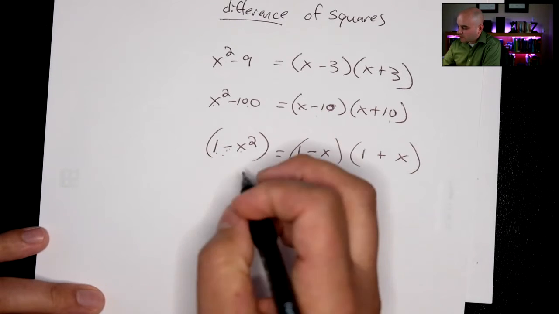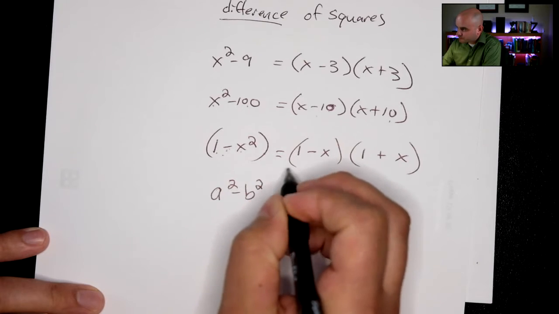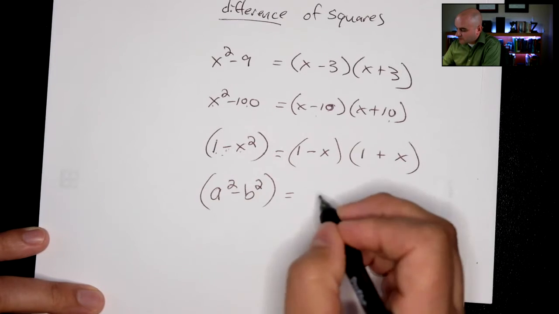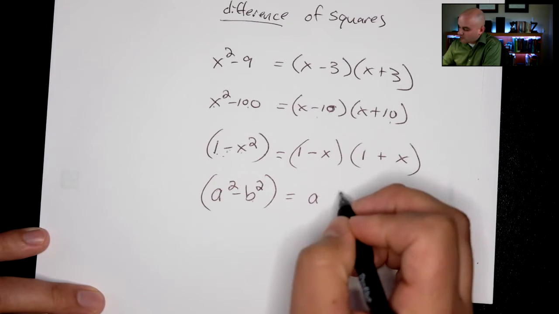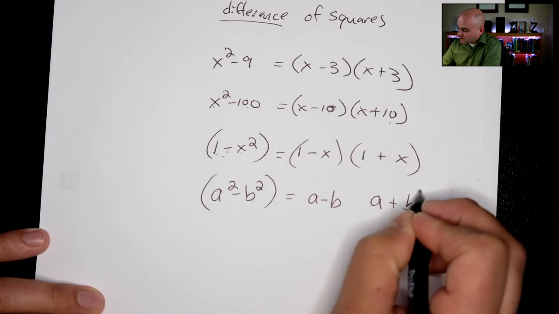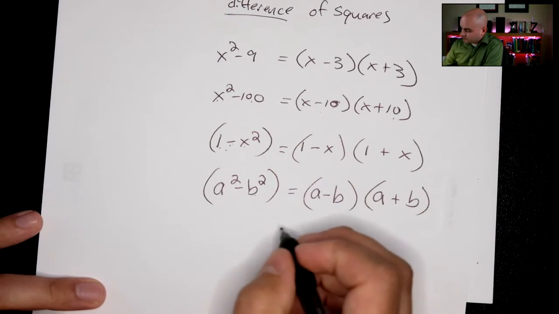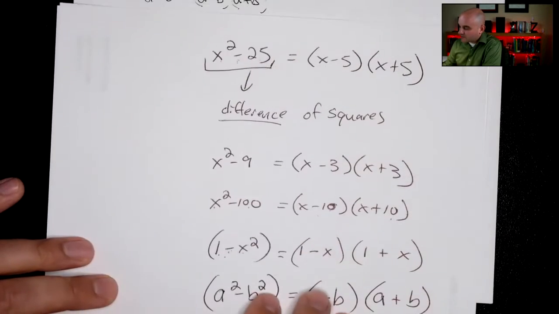And in general, when we have a squared minus b squared, we can say that it's going to be the square root of the first term written down twice, the square root of the second term written down twice, put a minus with one, a plus with the other, wrap those in parentheses. All right, so that's a little bit of factoring there with difference of squares.